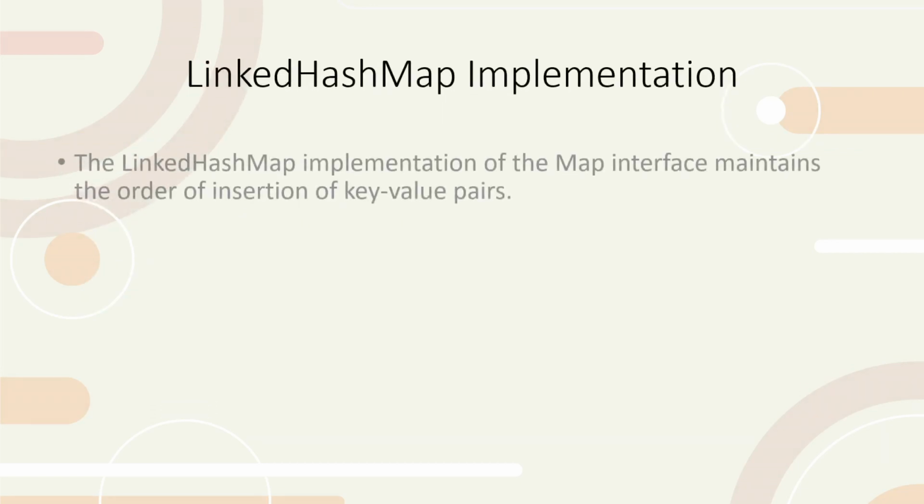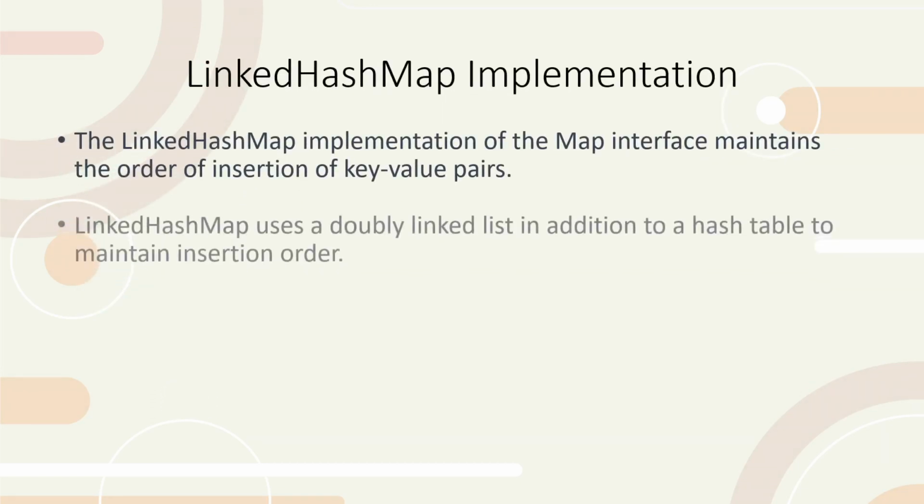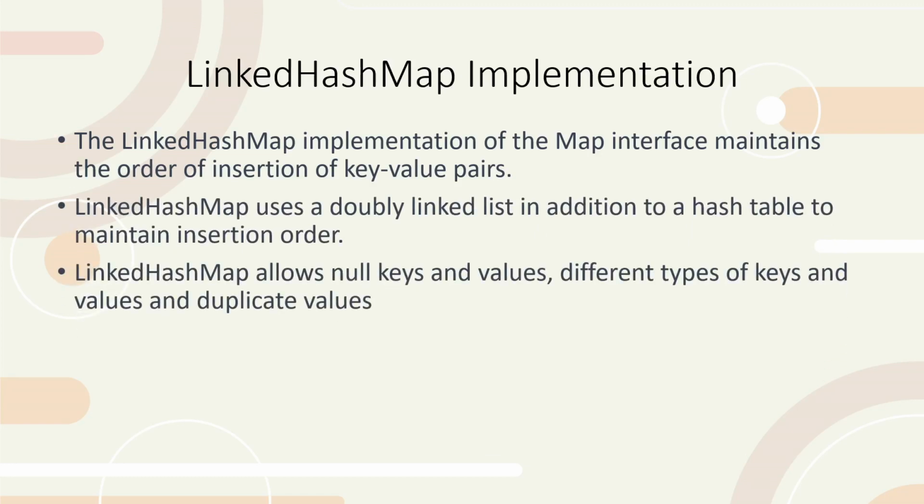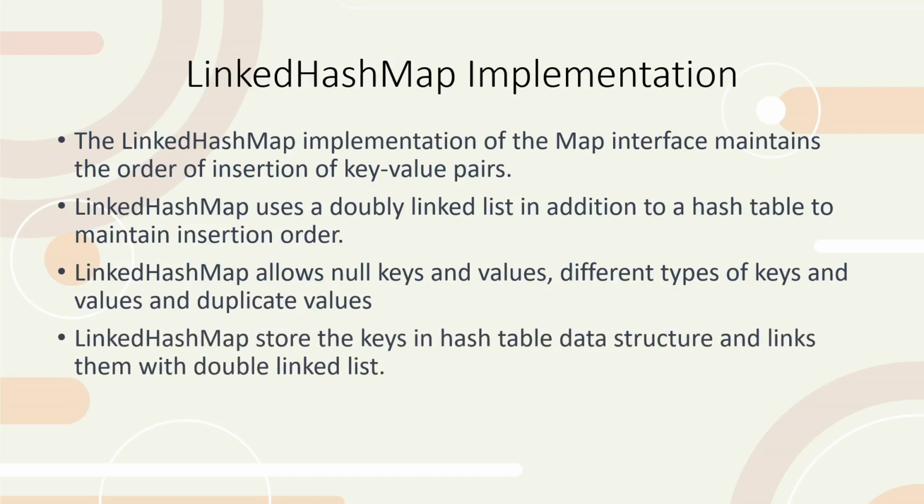Now let's look into the LinkedHashMap implementation. The LinkedHashMap implementation of a map interface maintains the order of insertion of a key value pair. The LinkedHashMap uses a doubly linked list in addition to the hash table to maintain insertion order. The LinkedHashMap allows null keys and values, different types of keys and values and duplicate values.